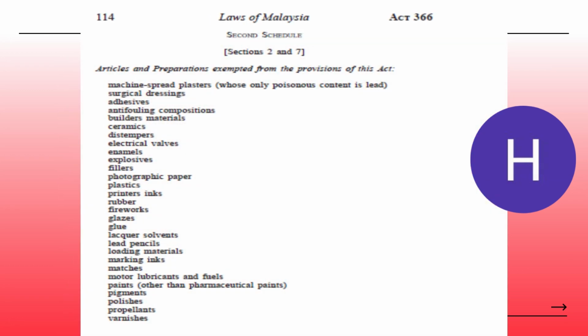Let's further move to the second schedule. This is the second schedule of articles and preparations exempted from the provisions of this Act under Sections 2 and 7. Examples of these are preparations such as medicated plaster, surgical dressing, adhesive, some ceramics, glue, and lead pencil. These are all the listed preparations that are exempted from the provisions of the Poison Act.